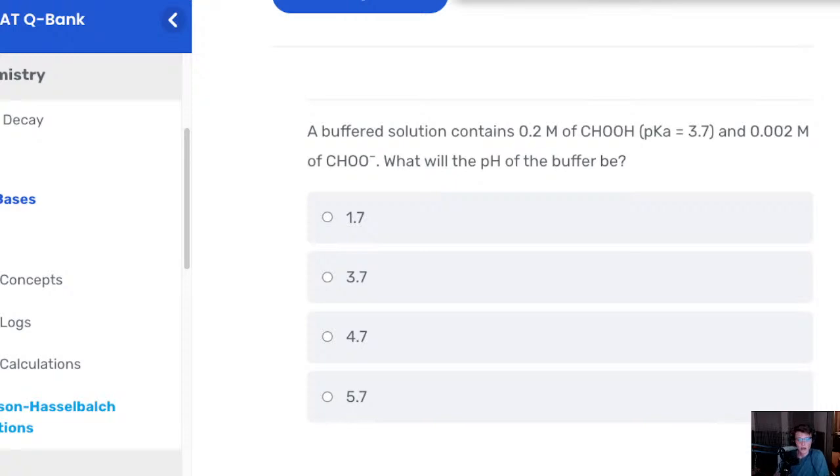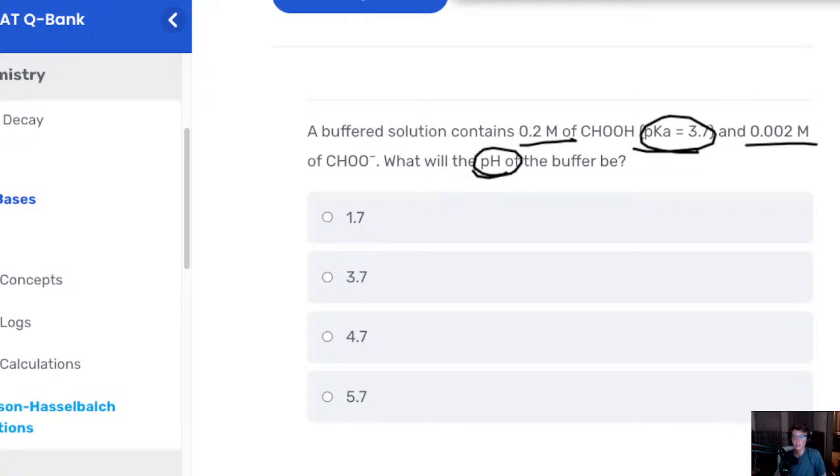Okay, so this says a buffered solution contains 0.2 molar of CHOOH with a pK of 3.7 and 0.002 molar of CHOO minus. What will be the pH of the buffer? Okay, so we're looking at a pH of a buffer situation. So we have pH, we have pK, we have some concentrations. This is essentially how you spot that it's a Henderson-Hasselbalch one.